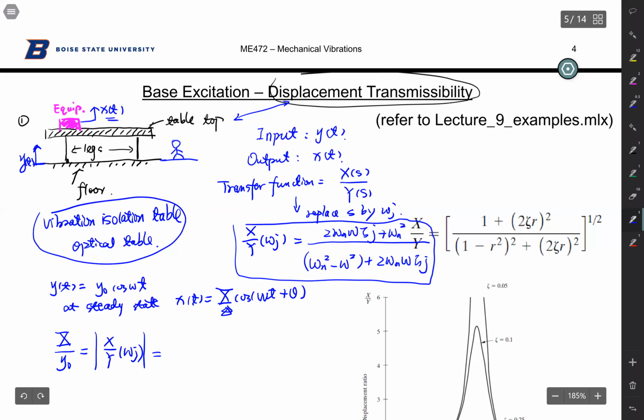You can use MATLAB to calculate it, or you can go back and refer to the equation I gave you during lecture 8. You just calculate the magnitude of your denominator, and then you calculate the amplitude of your numerator, and then you put them together. Then you have such a function.